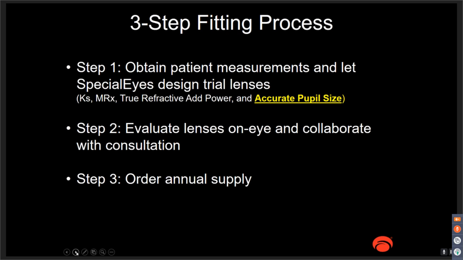Even taking time with a PD ruler, you can take your direct ophthalmoscope, reduce the lighting in the room, and use your direct ophthalmoscope from about 2 feet away with a pupilometer, a pupil stick, or any kind of ruler. So there are a lot of ways to take accurate pupil size. It's just that you have to take the time to do it. And if you don't, it'll come back at you later. Now, the second step is to evaluate lenses on the eye and decide whether or not they're fitting properly, or collaborate with the consultation line. And then if everything is working well, then you're going to order an annual supply.